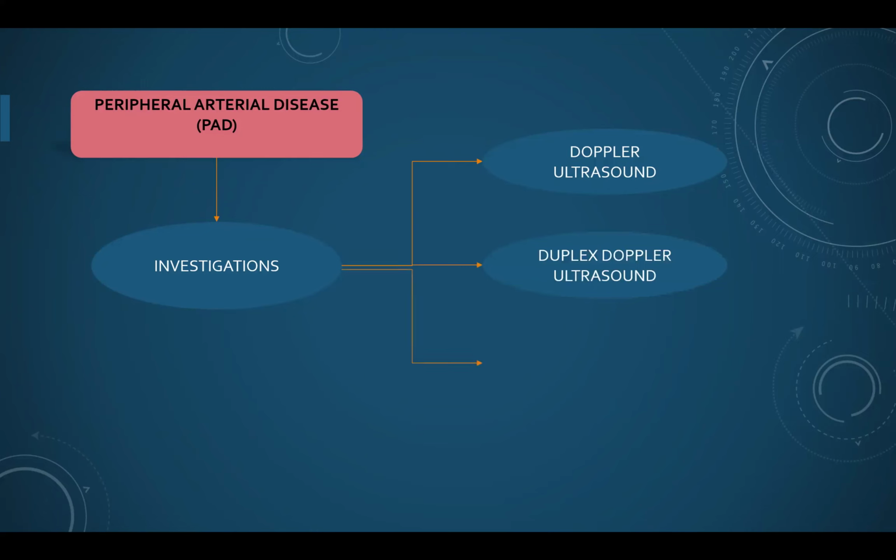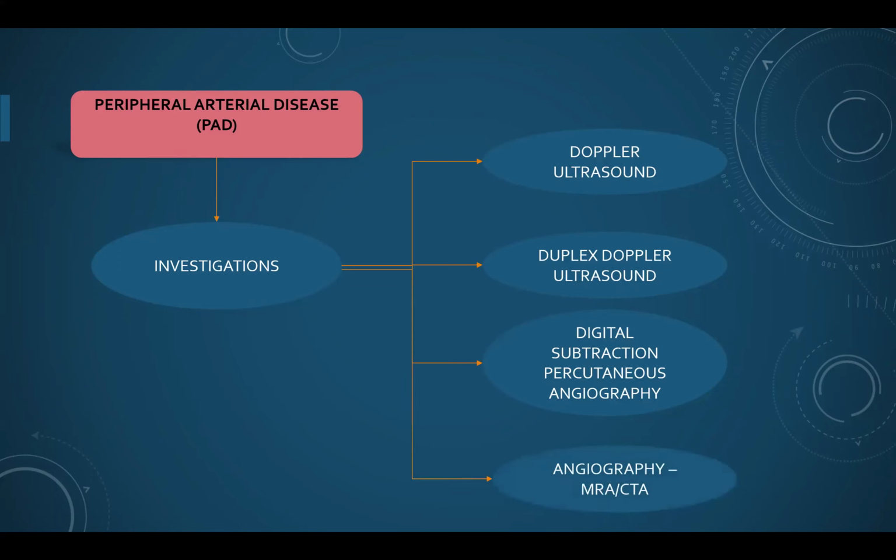The next investigation is duplex Doppler ultrasound. In this, it uses B mode ultrasound to provide images of the vessels, and it also shows color coding. It helps for the visualization of the blood flow and turbulence. Next is digital subtraction percutaneous angiography. It involves injection of a radio-opaque dye into the artery, and the benefit is that it provides dynamic arterial flow. And the investigation of choice for peripheral arterial disease is the MR angiography.